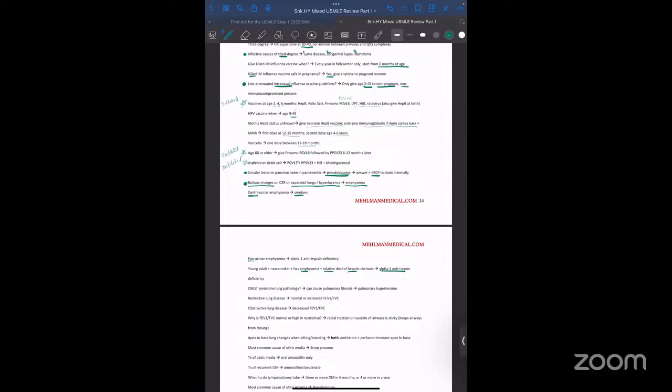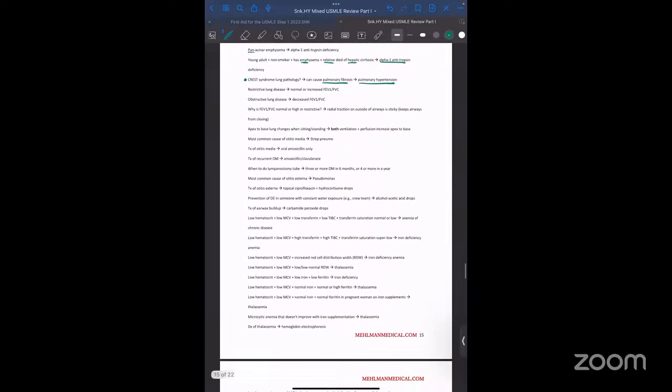Then CREST syndrome, what's the lung pathology? It can cause pulmonary fibrosis leading to pulmonary hypertension. Restrictive lung disease, how do they present? Normal or increased FEV1/FVC. Obstructive lung disease has a decreased FEV1/FVC ratio. So if it is decreased, it's always obstructive. If it is normal or increased, it's restrictive. Why is the FEV1/FVC ratio normal or high in restrictive? It's because radial traction on the outside of the airways is increased, so that keeps the airways from closing.